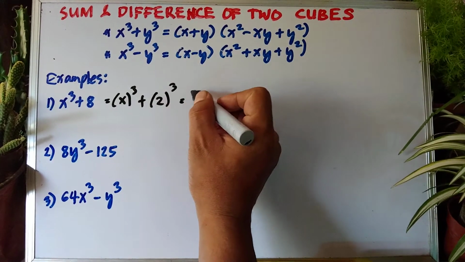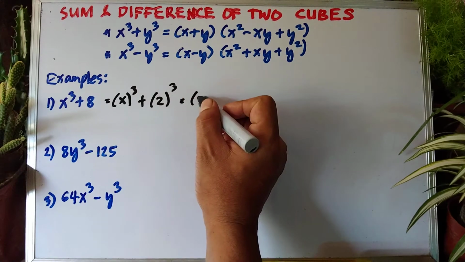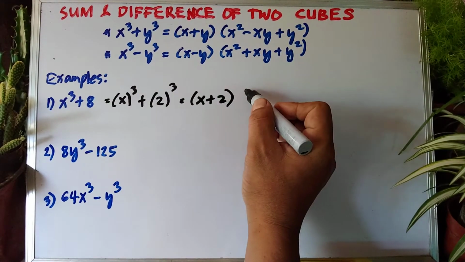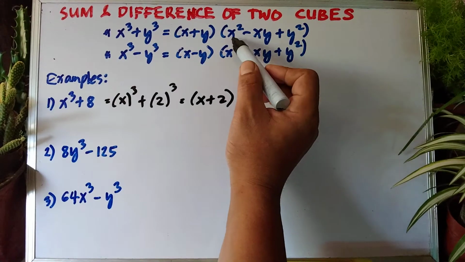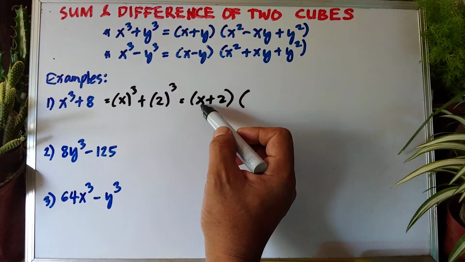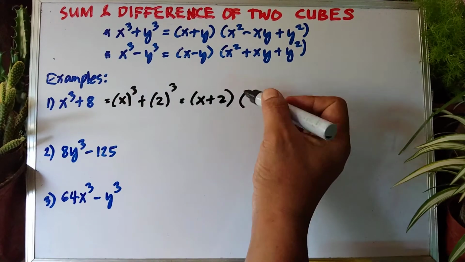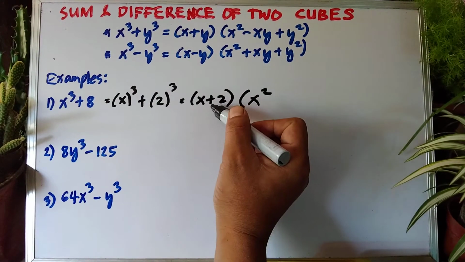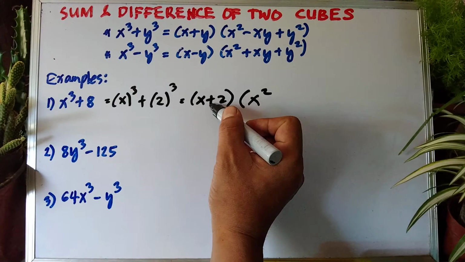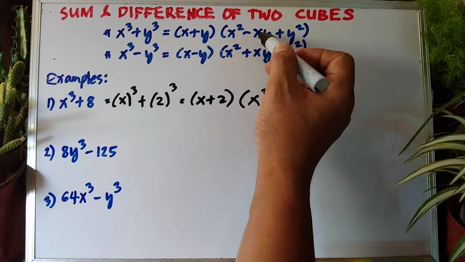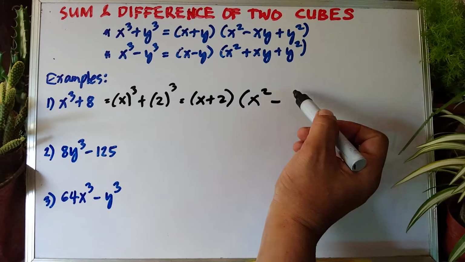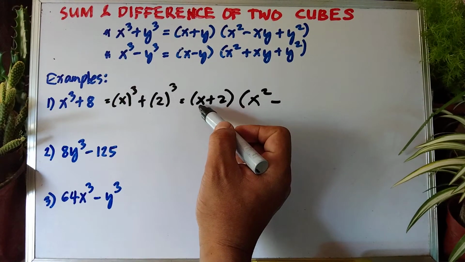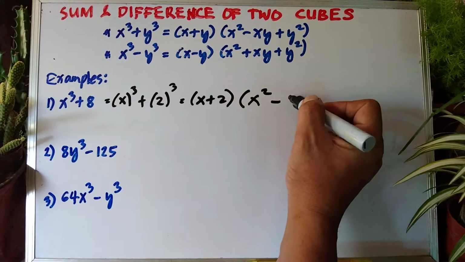So the first factor would be, since it is plus, x plus 2. How do we obtain the second factor? It is just the square of the first term. So what is the square of x? That is x squared. Now, since this is a sum, we write minus according to its formula. How do we obtain the second term here? We just multiply 2 and x. So 2 times x, you have 2x.